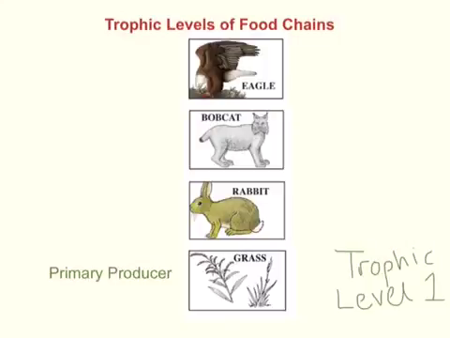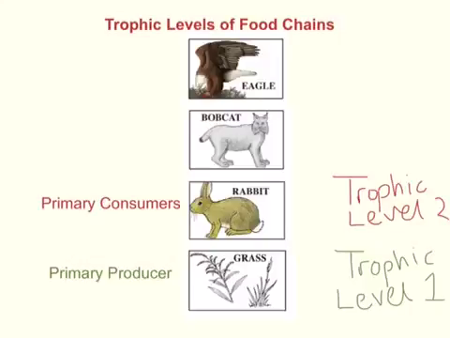Moving up the food chain, we have the rabbits that eat the grass. Now these are known as primary consumers because they consume the grass. They can't make their own food, they need to find food somewhere else. The rabbits are at trophic level number 2 because they are the second animal in the food chain.